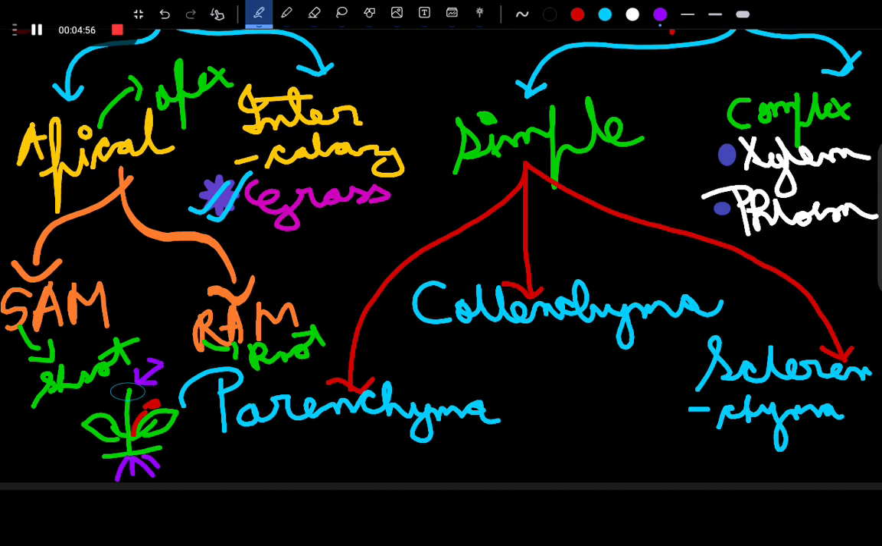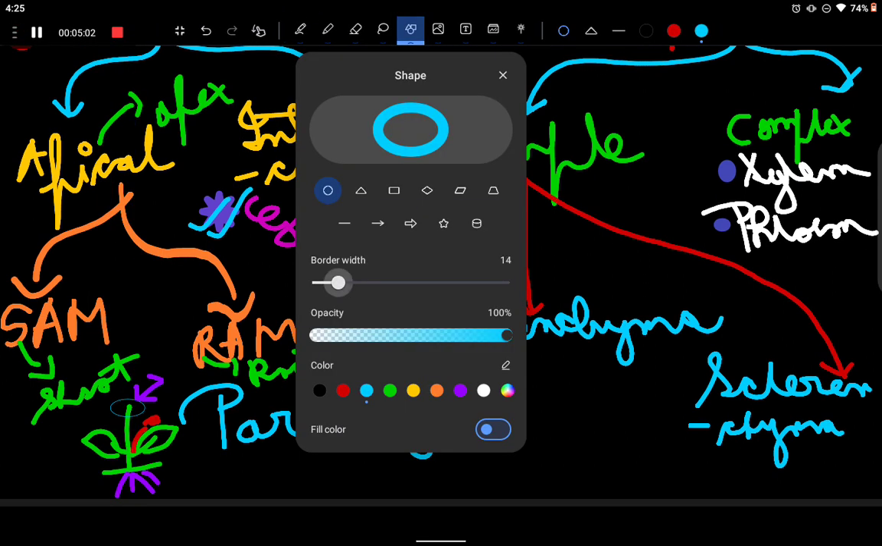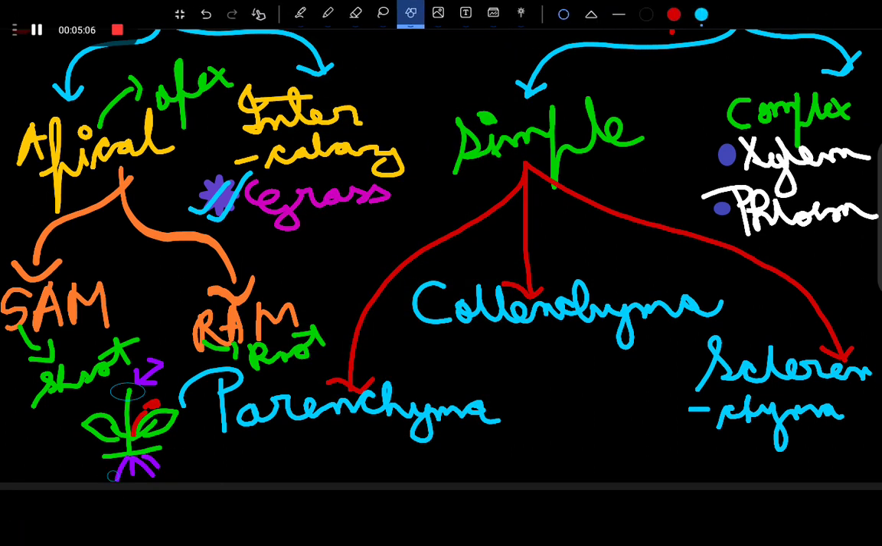Now, the root apical meristem would be found right at the tip of the root, just over here. Now, moving on.